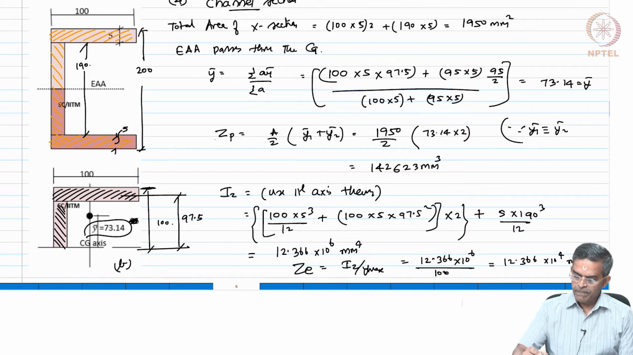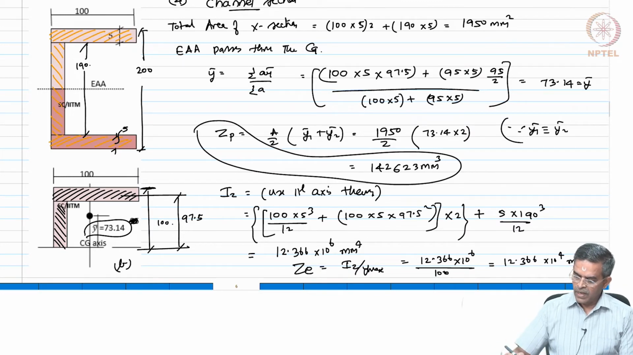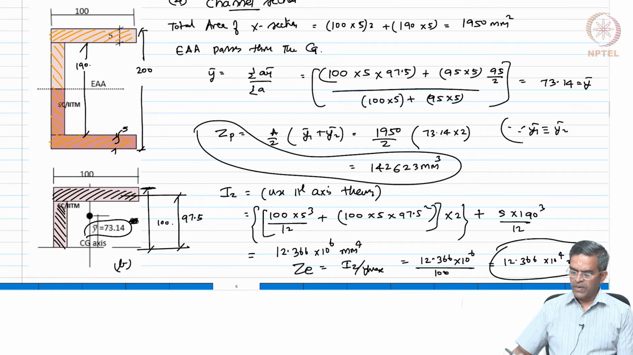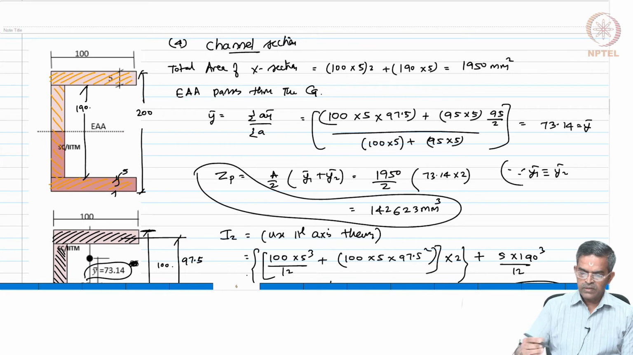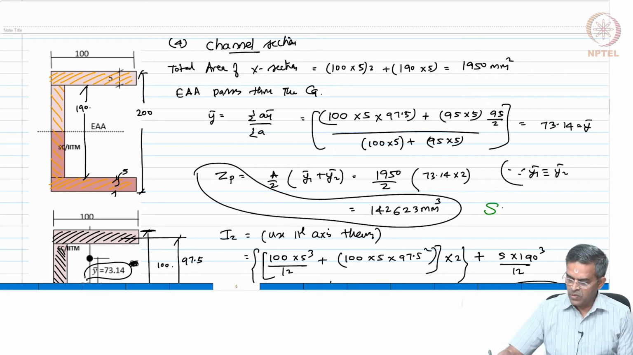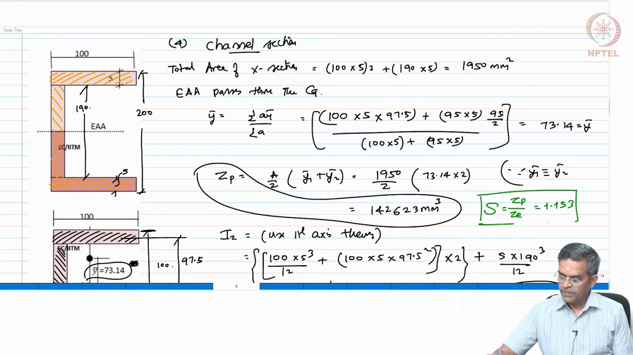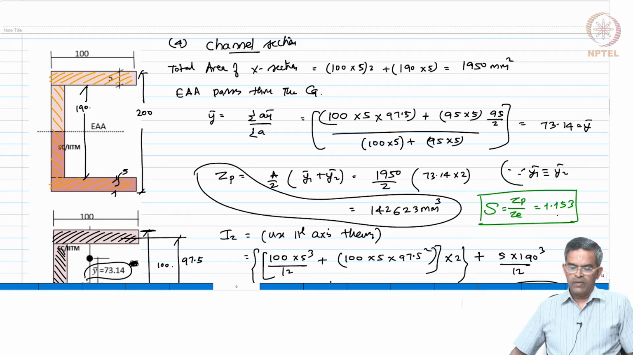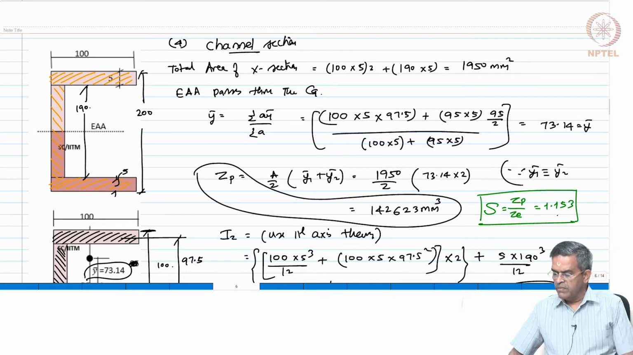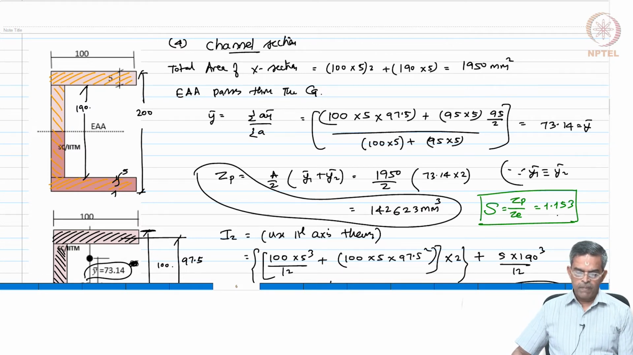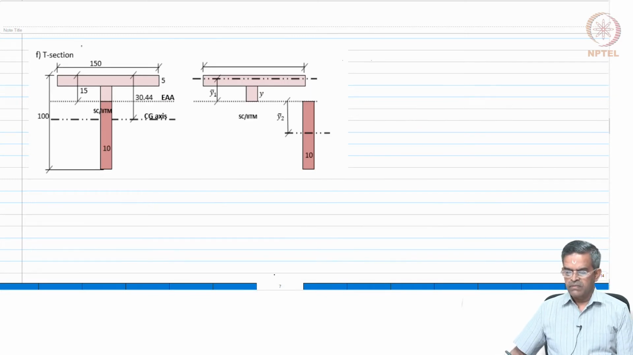So, I have Zp, I have Ze. Can I quickly find the shape factor? So, the shape factor will be now equal to Zp by Ze, which will be, can work it out, 1.153. Okay, friends. So, very simple example which is easily understandable. Let us do one more section, a T section.